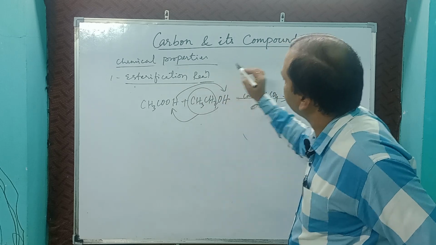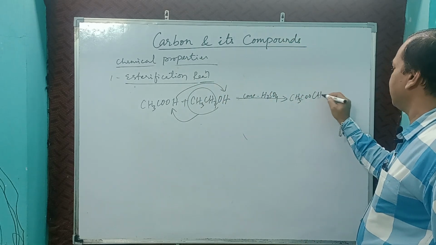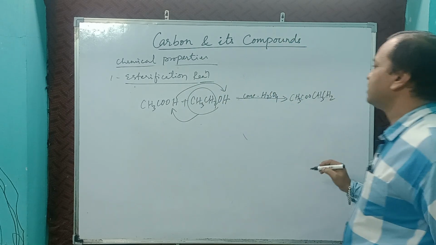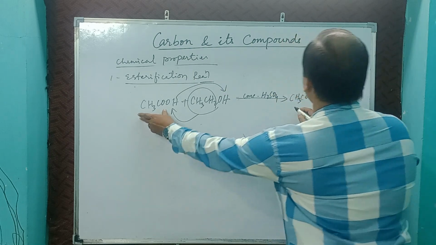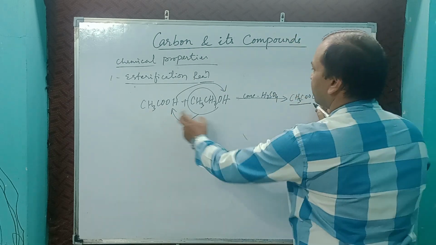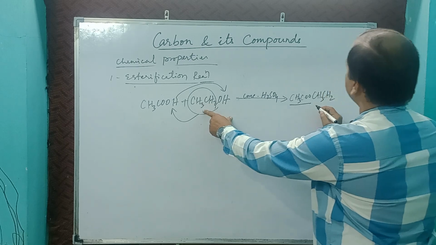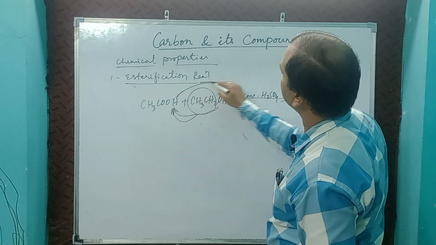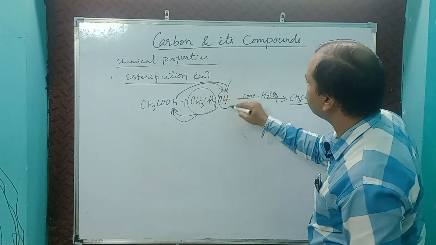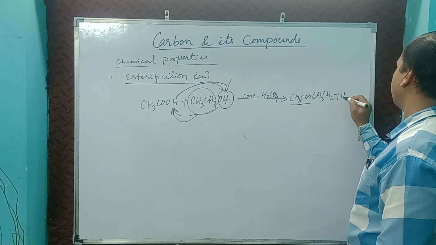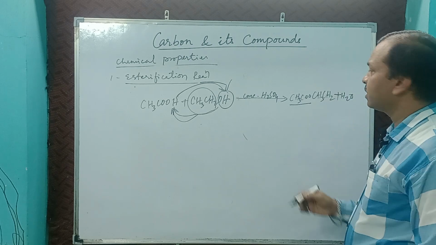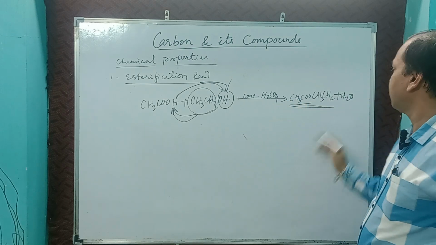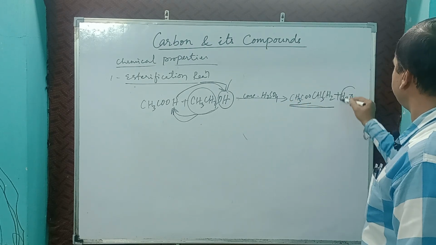This H will be removed from here. Okay, CH3CH2. Is it clear? I wrote here CH3COO, then CH3CH2 will go here and this H will be replaced, and it will become H2O. This is a complete reaction. In the book it is only given up to here, but H2O will be there.